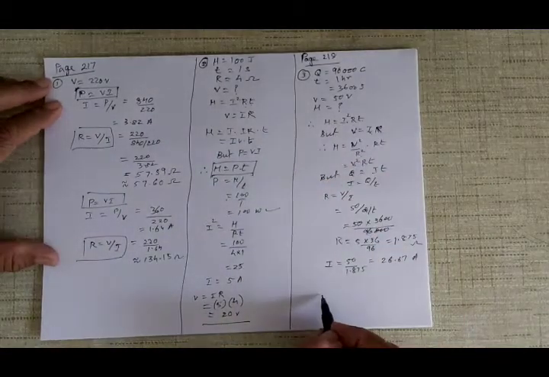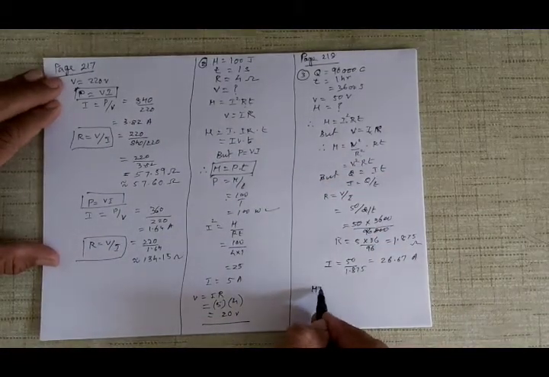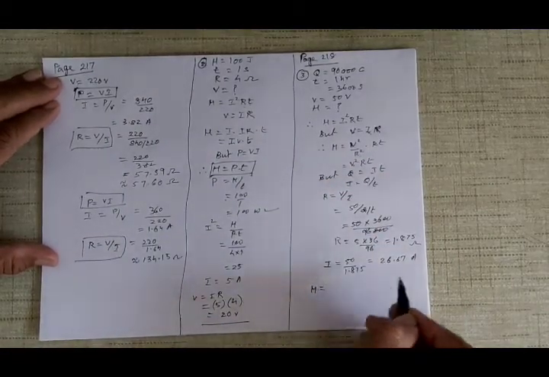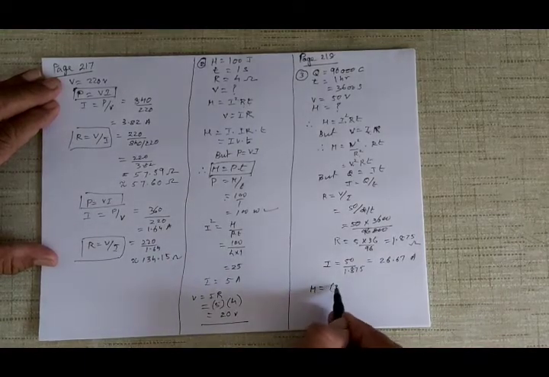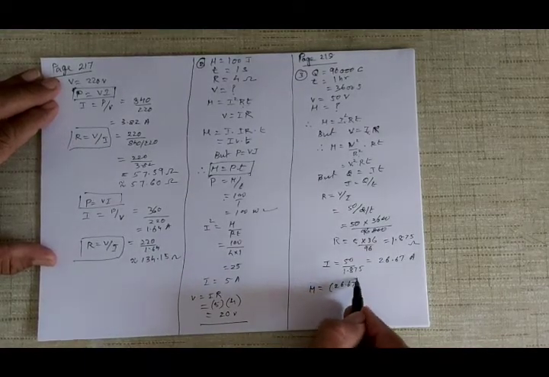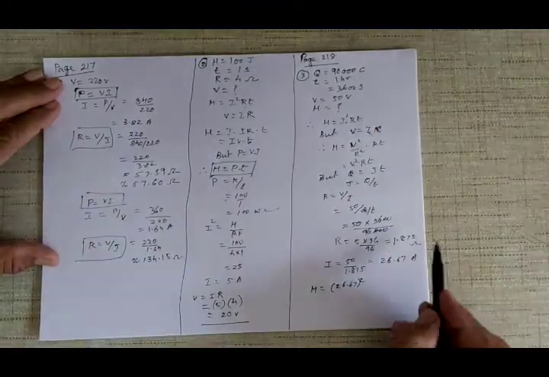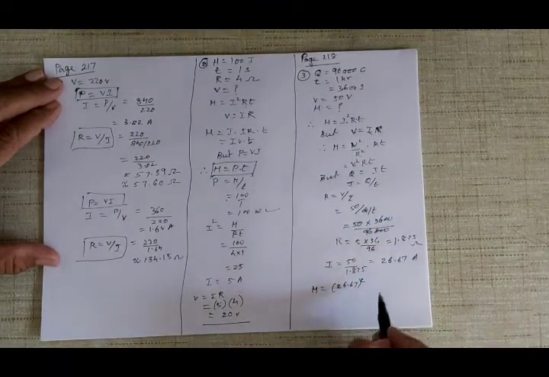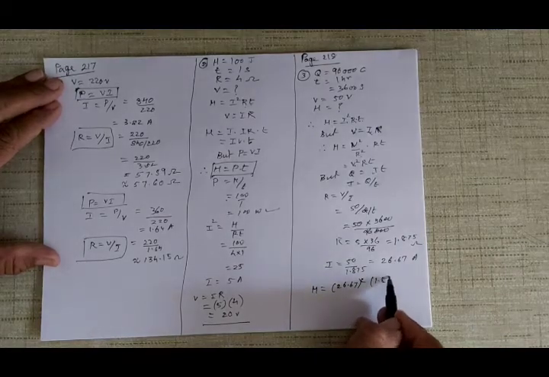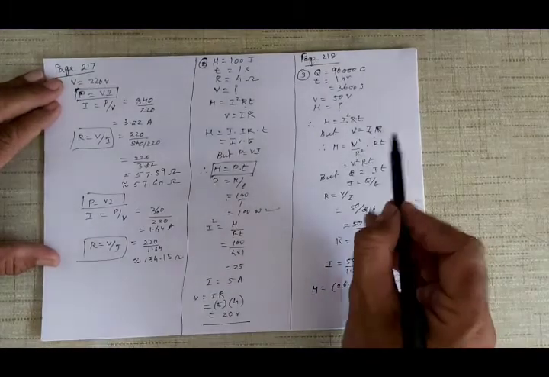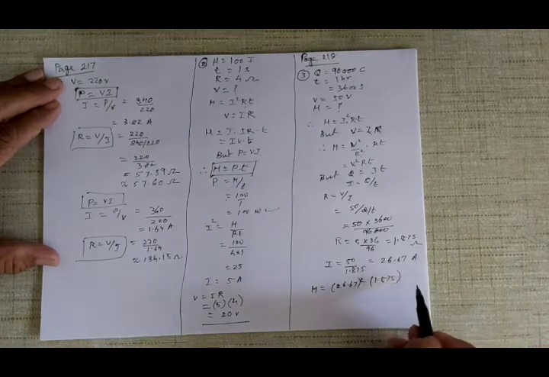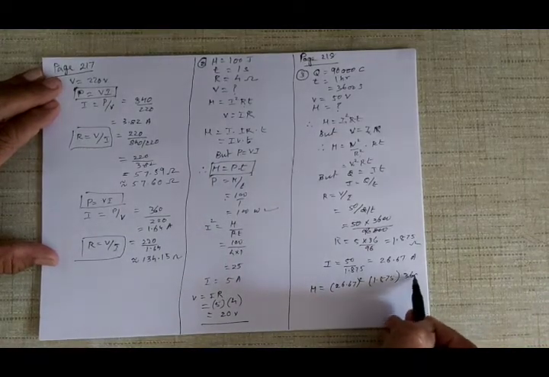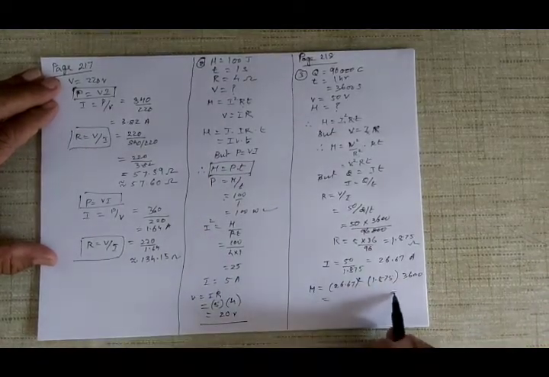Now you want to calculate the heat. So H is equal to I square R into T. I square is 26.67 square into resistance. Resistance we have just found out, resistance is 1.875, and into T is equal to 3600, and this answer will be in joules.